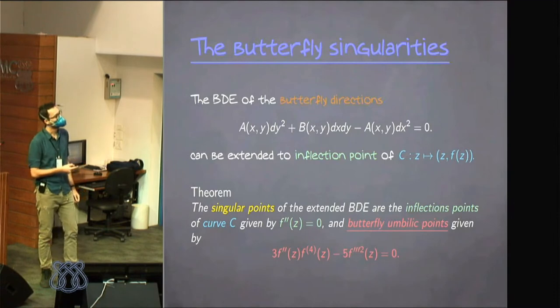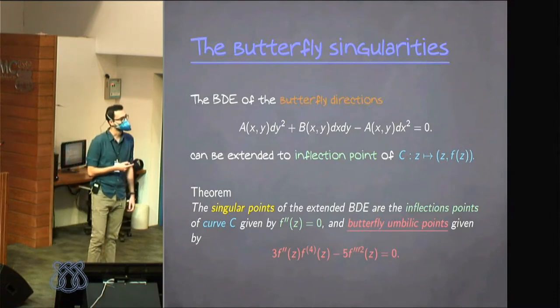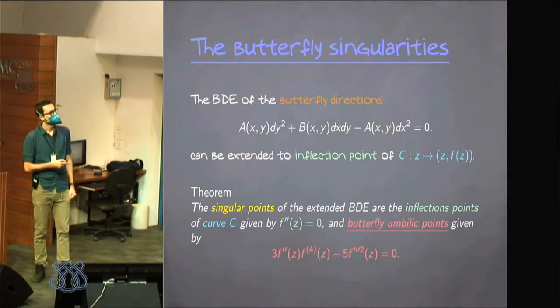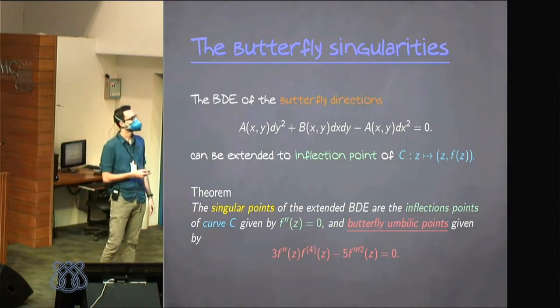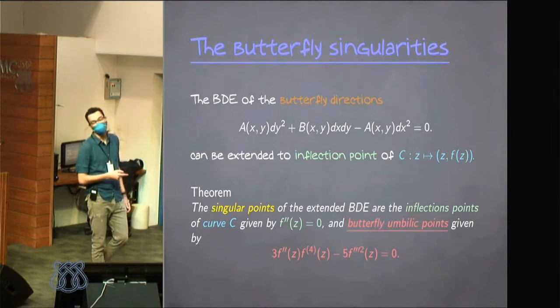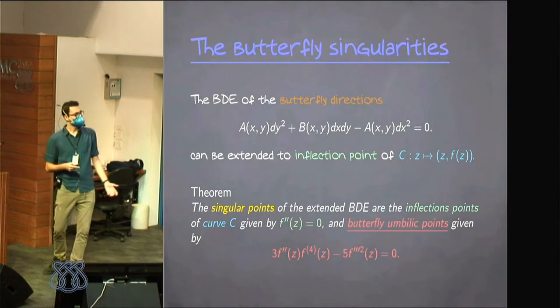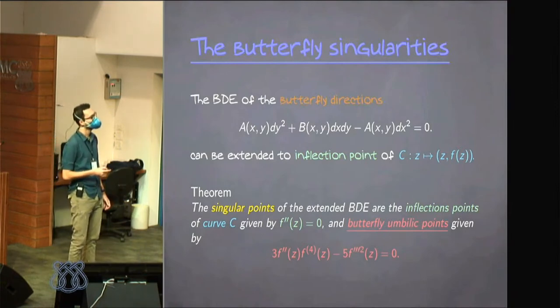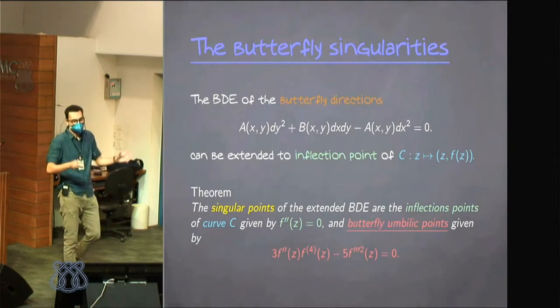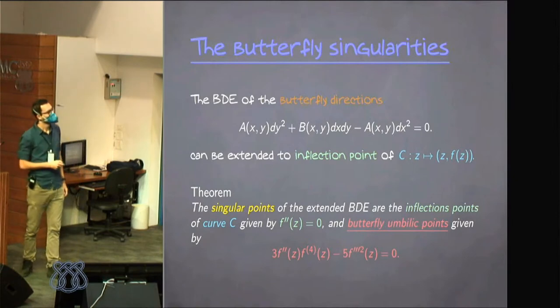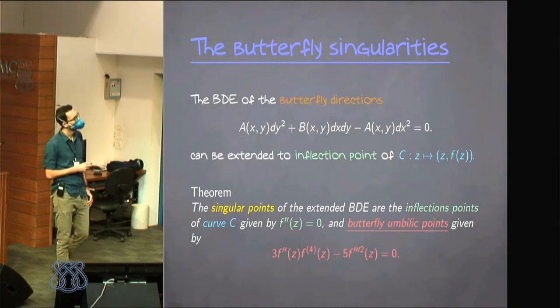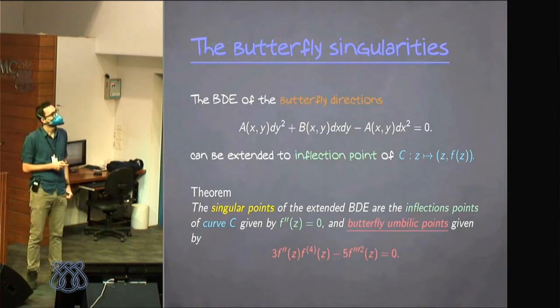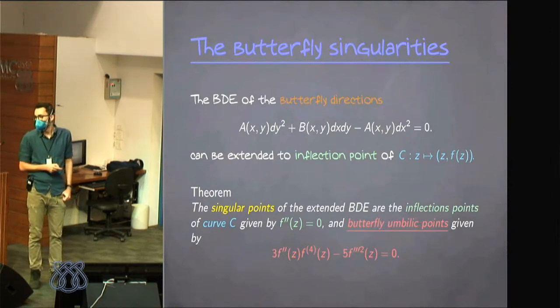The singular points of the extended binary differential equation that determine the butterfly direction are inflection points of the curve and the butterfly umbilic points. The butterfly umbilic point is given by this equation. Okay? This is very nice because we determine something in our curve that means a butterfly umbilic point of the curve. The proof of this theorem is easy because when you put A equals 0 and B equals 0, the coefficients here depend on the coefficients of the jet up to order 4. And only that is defined.